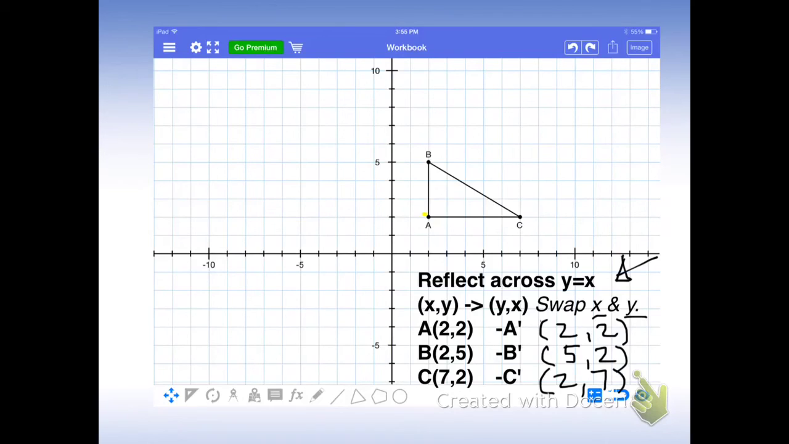So, again, A prime remains right here, but B, instead of being 2 over and 5 up, will be 5 over and 2 up. Here's our B prime. And C prime, instead of being 7 over and 2 up, will be at 2 over and 7 up. So our new shape will look more like this. Again, that's reflecting across the line where y equals x. We're just basically swapping x and y.